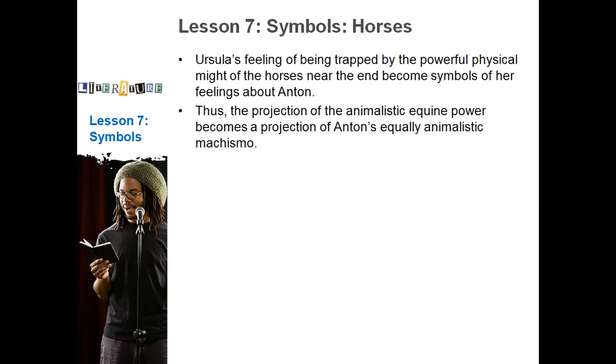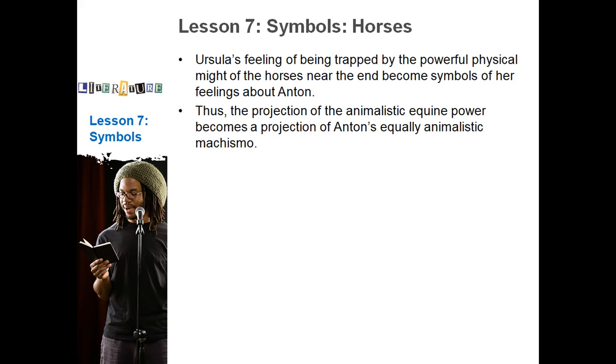The third symbol is horses. Ursula's feeling of being trapped by the powerful physical might of the horses near the inn becomes a symbol of her feelings about Anton. The horses here represent the male, or the patriarchal society, a society dominated by males. So horses are the symbols of males in society: a symbol of energy, of domination, of oppression and suppression of the female in society. Thus, the projection of the animalistic equine power becomes a projection of Anton's equally animalistic machismo.